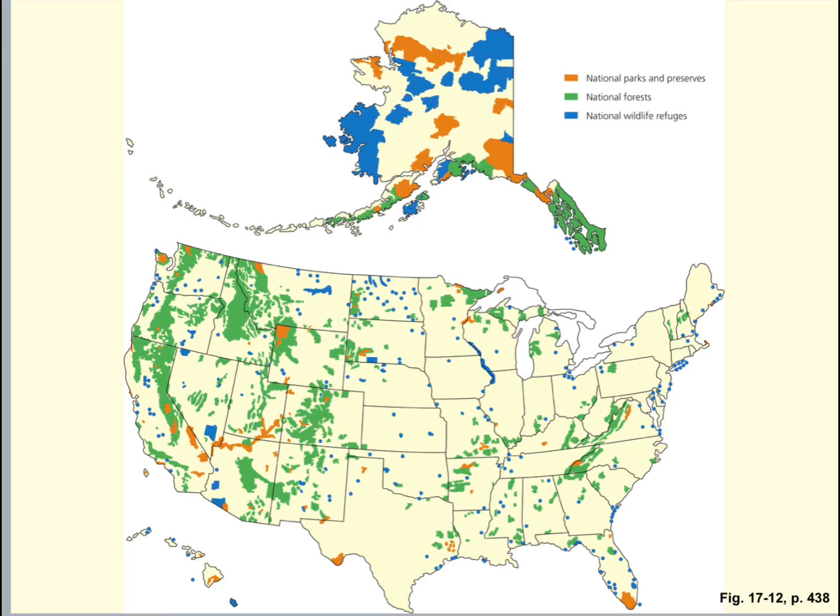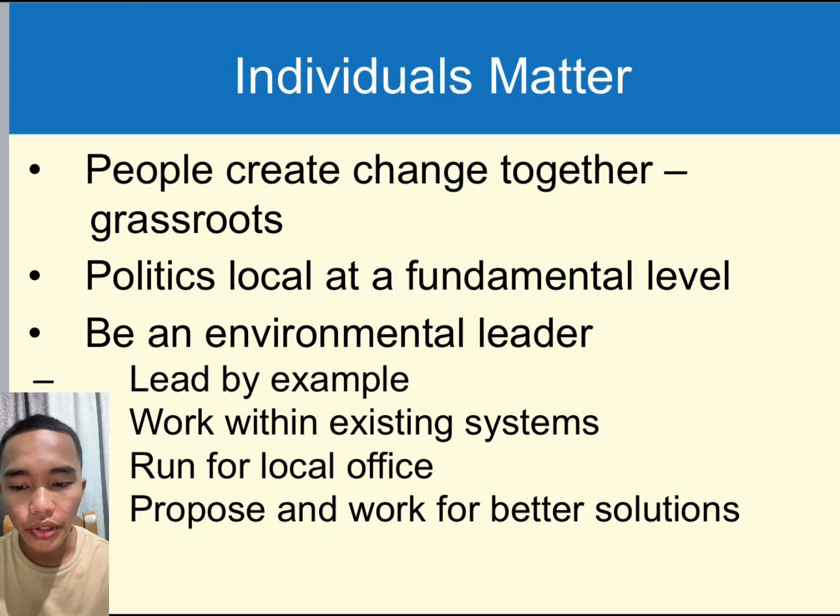So as you can see in the map, the orange color represents the national parks and preserves. The green color represents the national forests, and the blue color represents the national wildlife refuges. Individuals matter. People create change together, or grassroots. So next, politics local at a fundamental level.